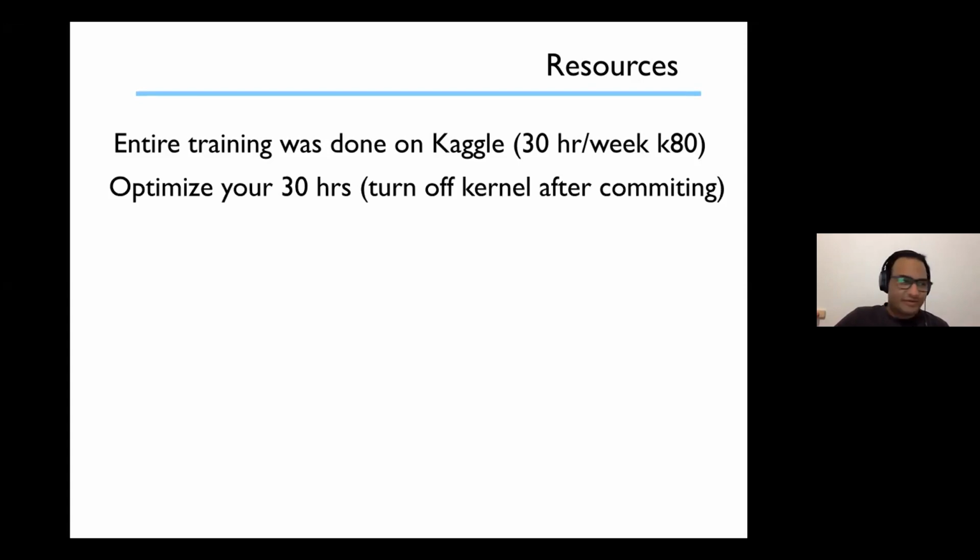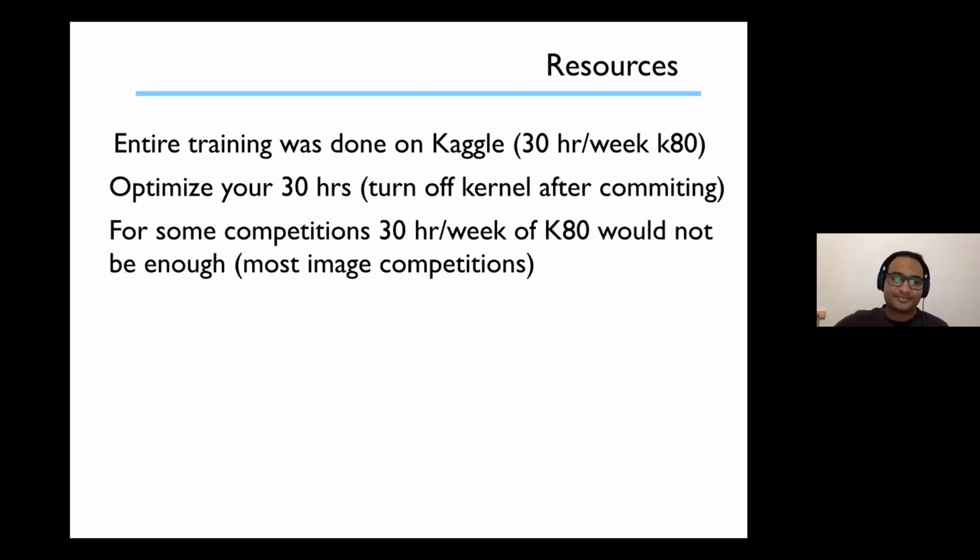The only thing I would say here, because it took me a lot of time to figure this out, because I just joined Kaggle 6 months ago, so if you are in that situation, maybe one of the main things you can take home from this talk is: after you hit commit, turn off your kernel. If you do not turn it off, it will cost you time from this 30 hours. So optimize the 30 hours of free computational time that you have on Kaggle.